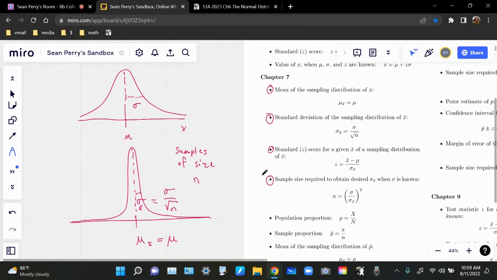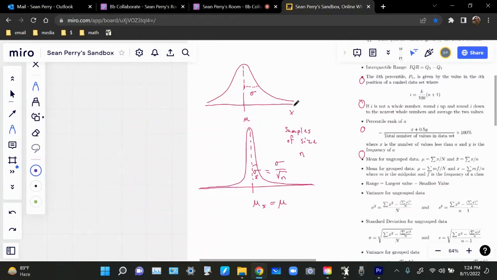The main focus of this chapter is contrasting the difference in standard deviations between talking about individuals and talking about samples of size n. Just to be clear, what is the sampling distribution of the mean? So that's this distribution down here, which is in terms of x bars. These are distributions of averages of samples of size n, contrasted with the distribution of individual values, x.